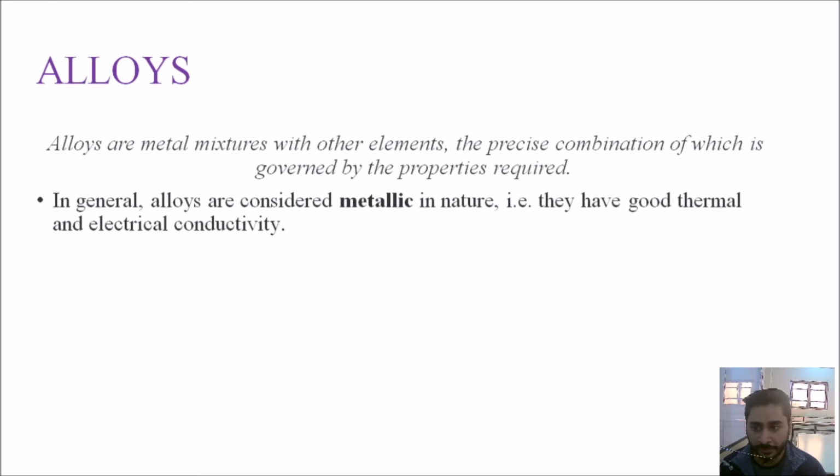So alloy is actually a metal and its mixture with any other element. Your other element can be a metal as well, or it can be a non-metal. But it should be in a solid form. So whenever we have a metal and mix it with any other metal or any other non-metal, the resulting mixture is actually called alloy.